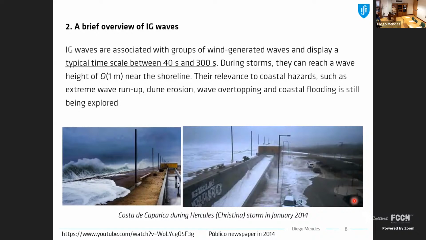During storms, they can reach a wave height of the order of magnitude of 1 meter near the shoreline. And so there are relevant coastal hazards such as extreme wave run-up, dune erosion, wave overtopping, and coastal flooding, still being explored in both the scientific and technical literature. Below you see some pictures that were taken at Costa da Caparica Beach during a storm in January, where you see huge coastal flooding more or less near the restaurants.